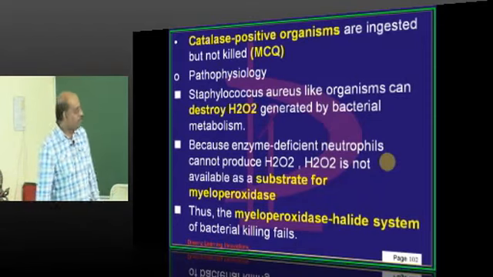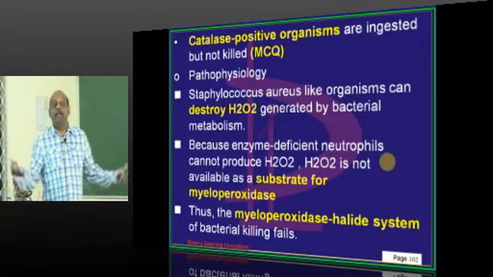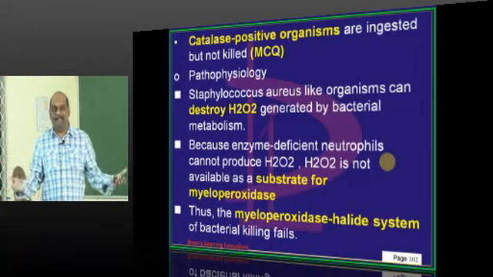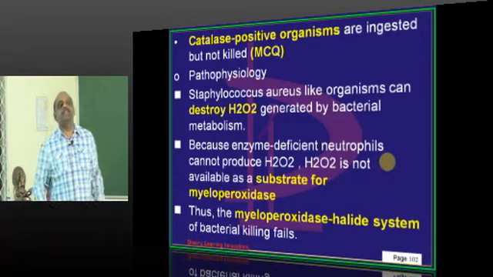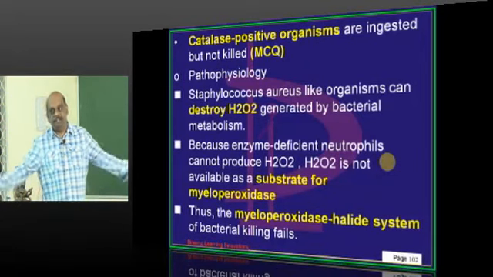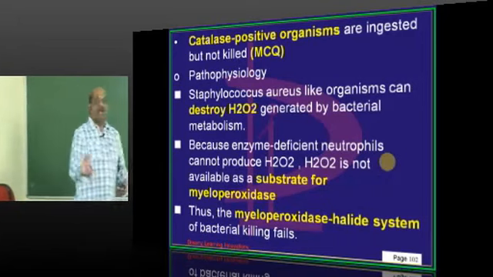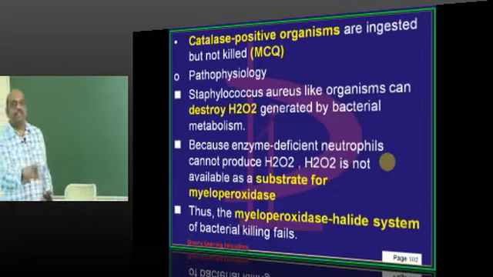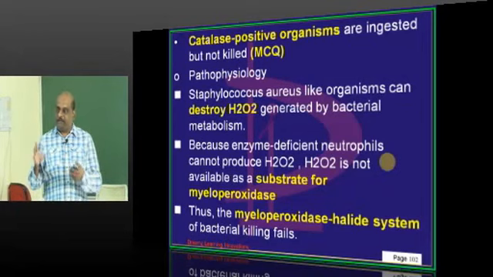Agree? So, if the hydrogen peroxide is not available, the myeloperoxidase halide system cannot produce a halide superradical. HOCl it can't produce. If that is not produced, the organism is not killed. So that is the reason these people can't handle catalase-positive organisms like Staphylococcus. If they infect, they can't be killed. They can be engulfed by the macrophage, but they can't be killed.